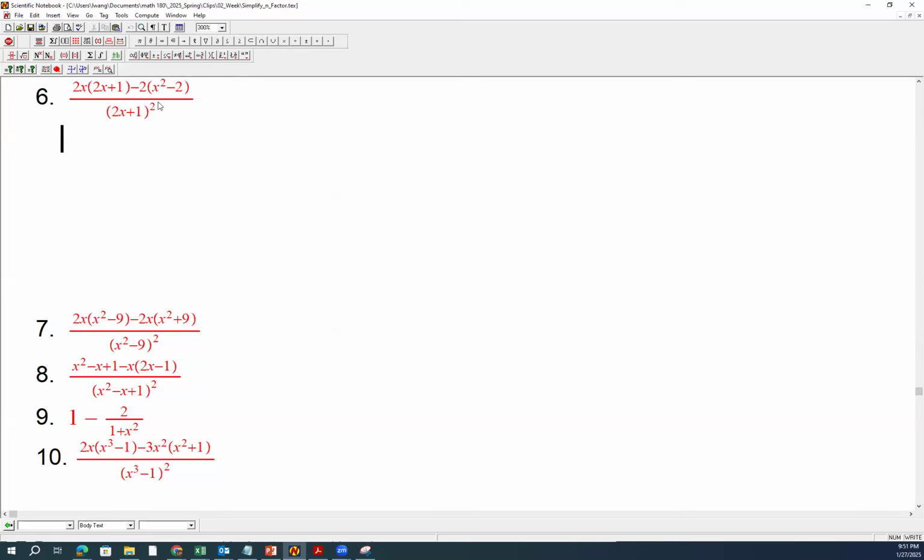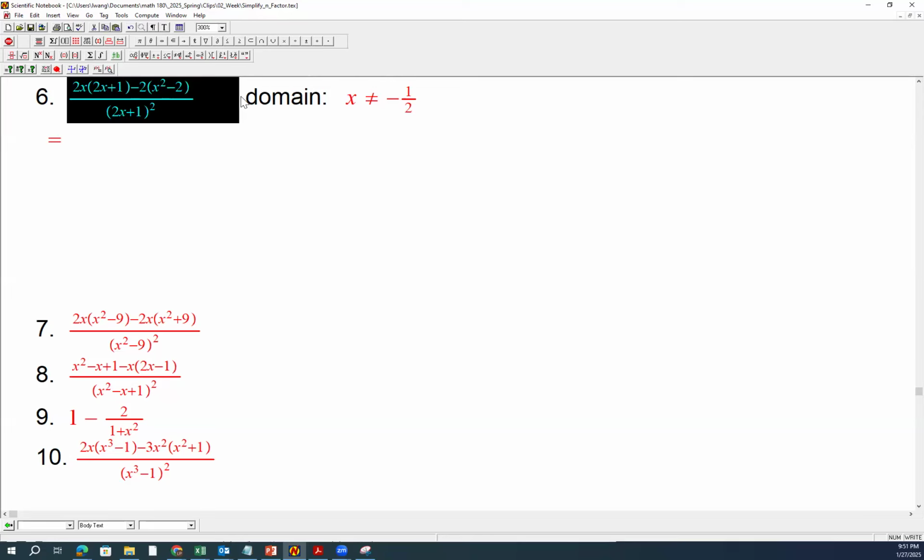The next one, domain, right? Obviously, 2x plus 1 cannot be 0. So the domain is x cannot be negative 1/2. Negative 1/2 is a number that cannot be. So that's the domain. Okay, so we got the domain, and all the operations will be done in the domain.